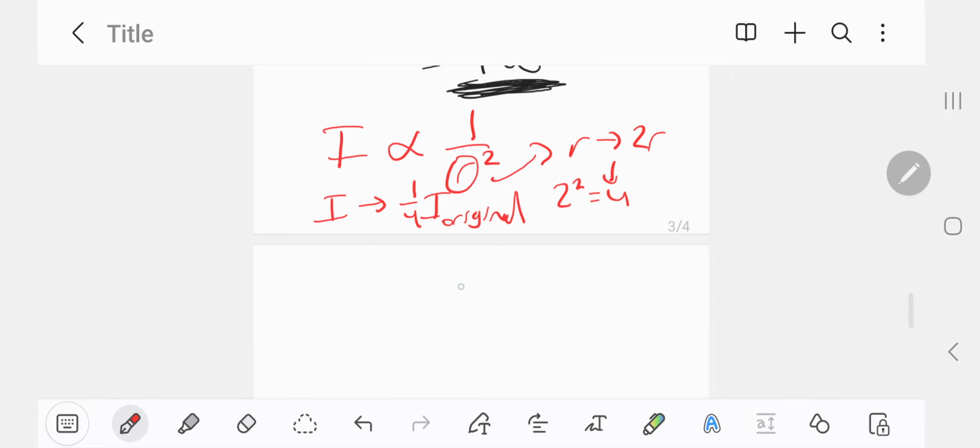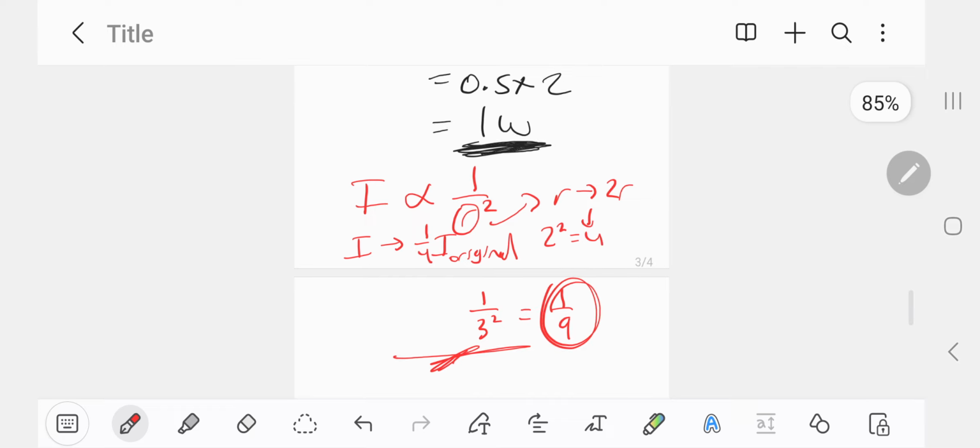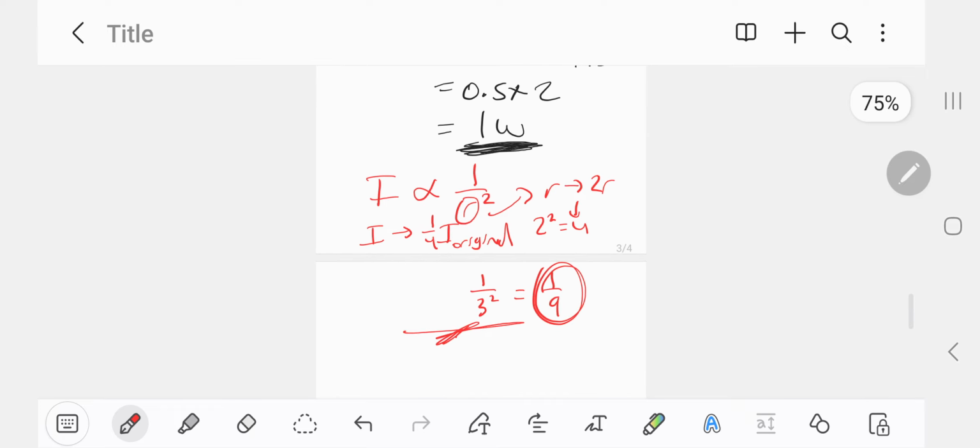Also, let's say the distance was tripled, you get 1 over 3 squared. That's 1 over 9. So the new intensity is 1/9 of the original intensity. So just watch out for that. And that is the inverse square law for light.